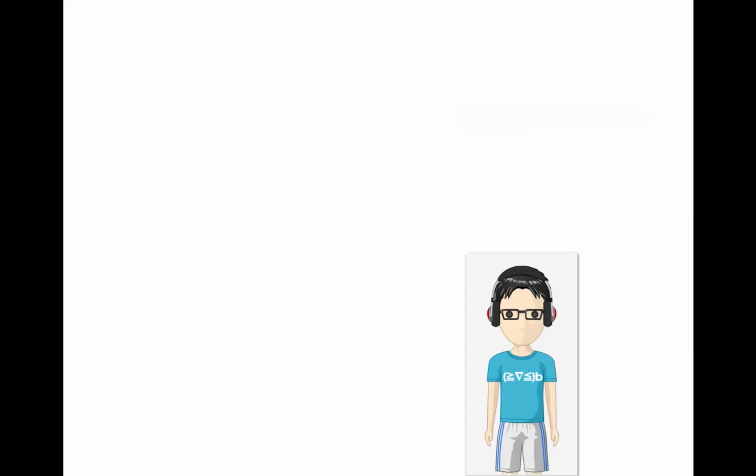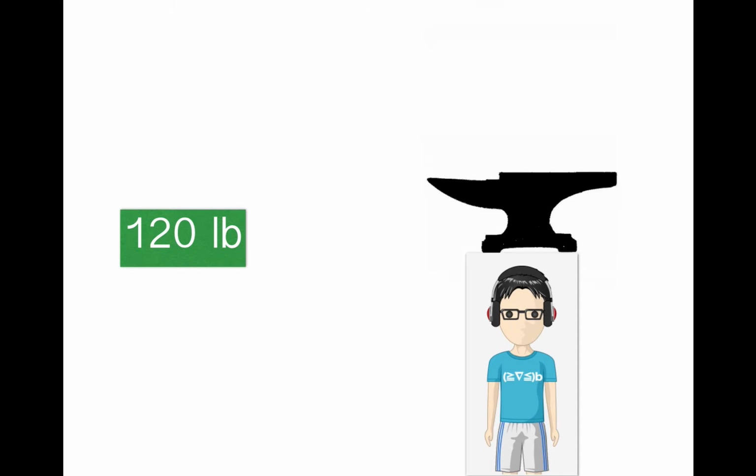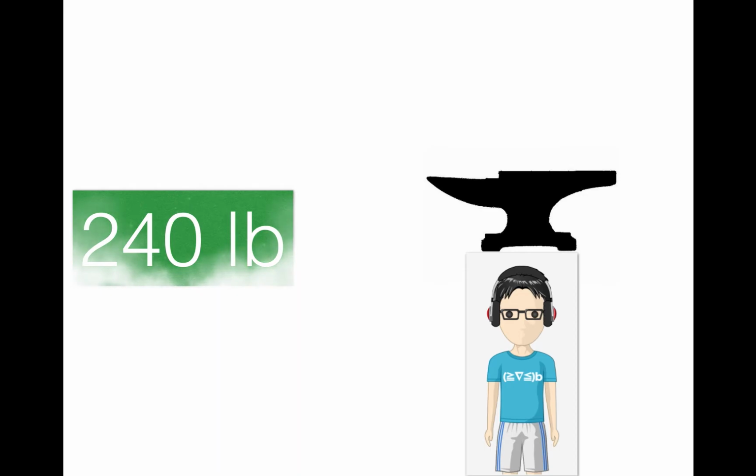Well, normally my mass is 120 pounds, and we know that in kilograms it's 54.4. Also, when that anvil comes along, we already said that it's the same weight as me, so that's going to double to 240 pounds. When the weight doubles, that actually allows the terminal velocity to be a much, much higher number, which means that I can fall to my new terminal velocity.